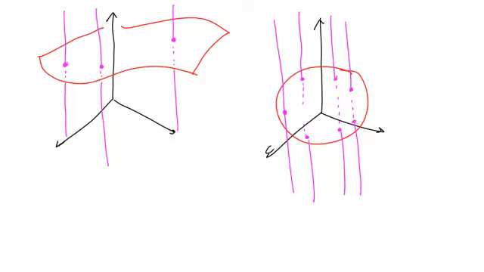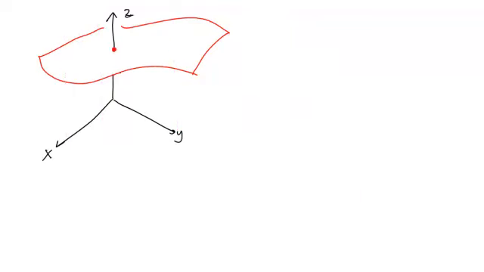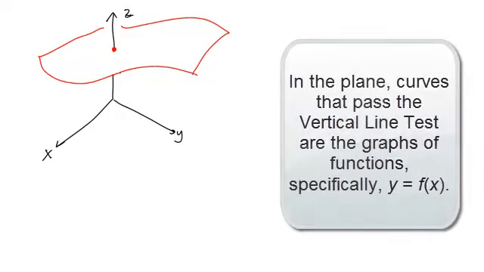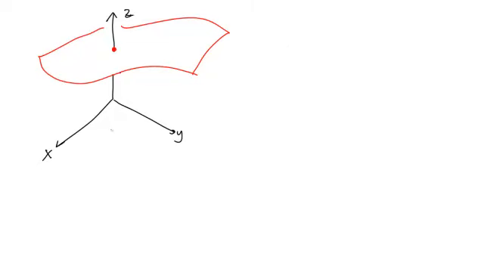So why are we going to care about surfaces that pass the vertical line test? Well, think back to any of your calculus or algebra classes. What made curves that passed the vertical line test so special? It meant that they were the graphs of functions. Think about it like this. Suppose you had a surface that passed the vertical line test.